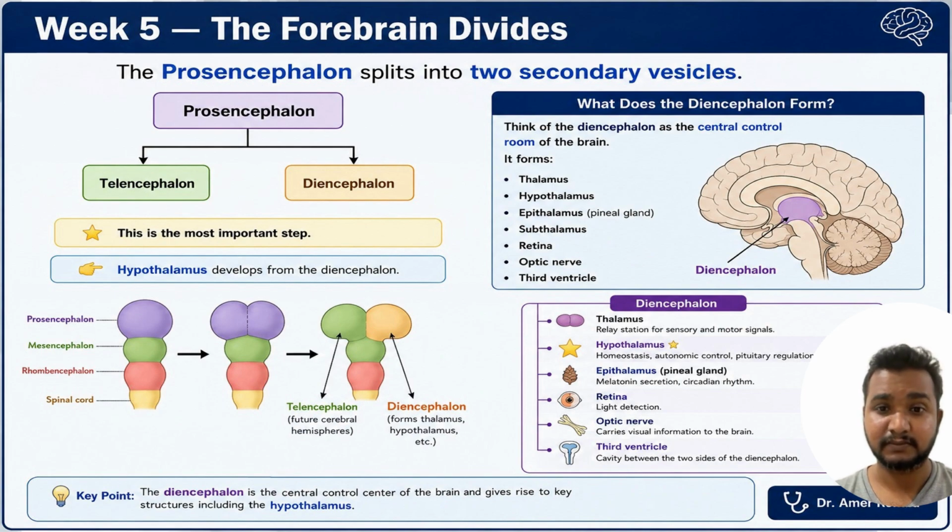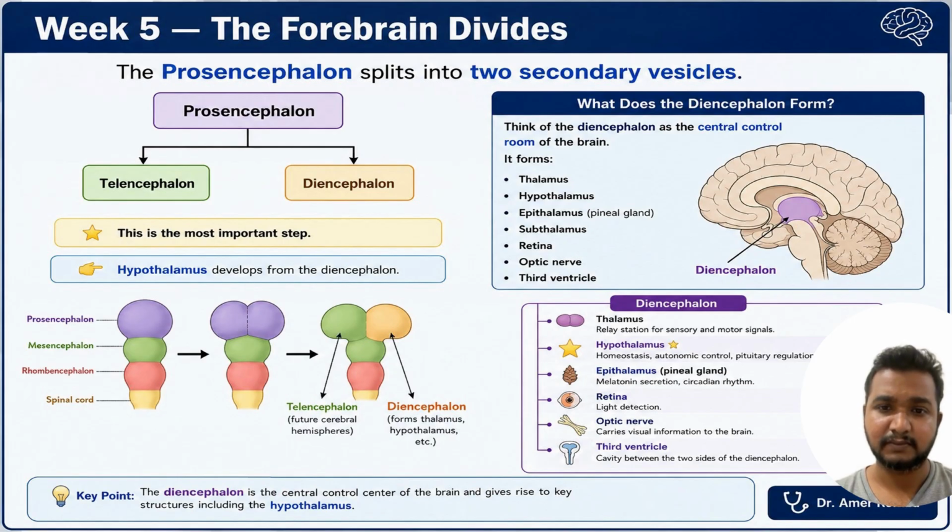First, the telencephalon. The telencephalon enlarges rapidly and eventually forms the right and left cerebral hemispheres. These hemispheres contain the cerebral cortex, the region responsible for higher mental functions such as thinking, learning, memory, language, intelligence, and voluntary movement. The telencephalon also forms the basal ganglia, which help regulate movement, and it contains the lateral ventricles. So whenever you think of the telencephalon, think of the largest part of the adult brain, the cerebral hemispheres.